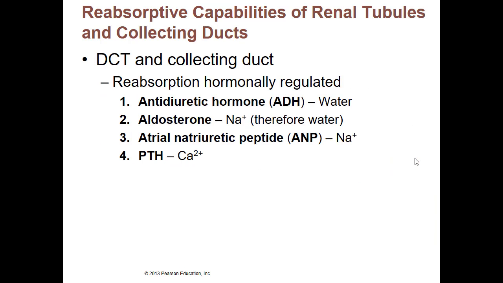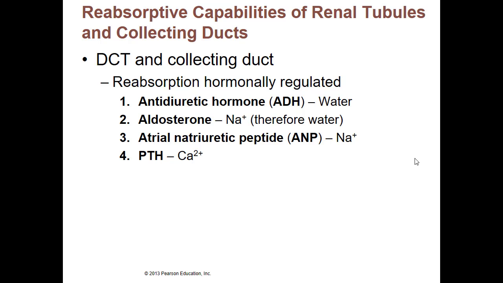Now, the distal convoluted tubule and the collecting duct. Of course I moved a table and now it's in my way over here. Pretty much any reabsorption here is all hormonally controlled. There are 4 hormones. You have to know the hormones, just like you had to know the cells. It was asked several times on your test today. You have to know the hormones.